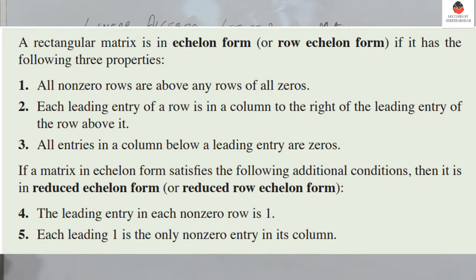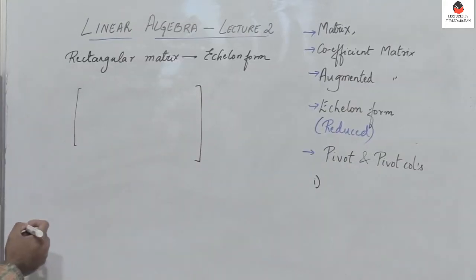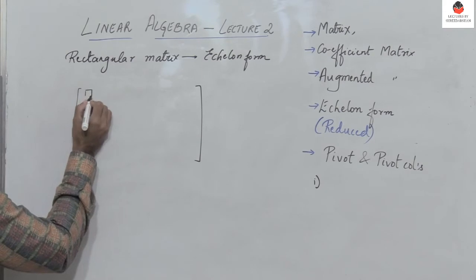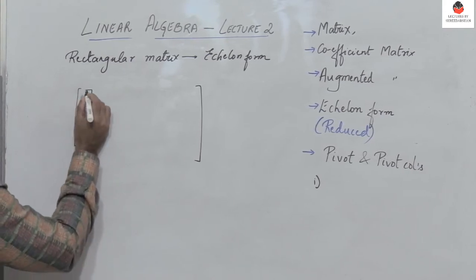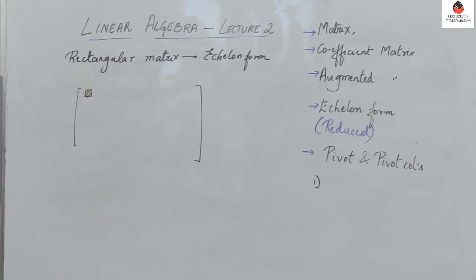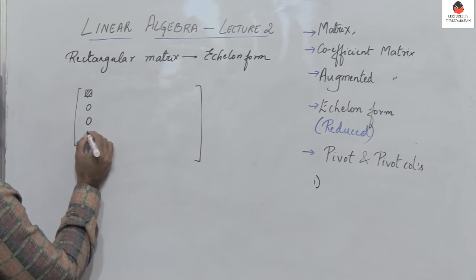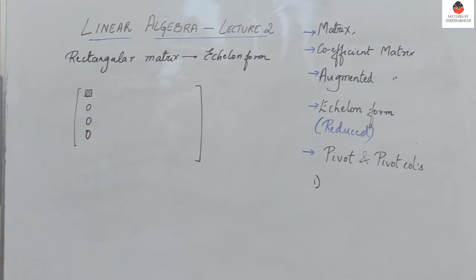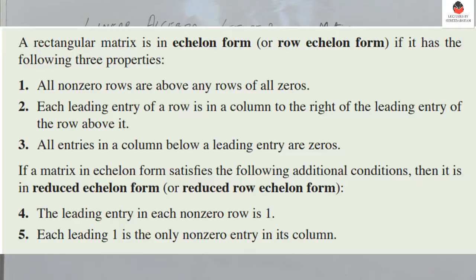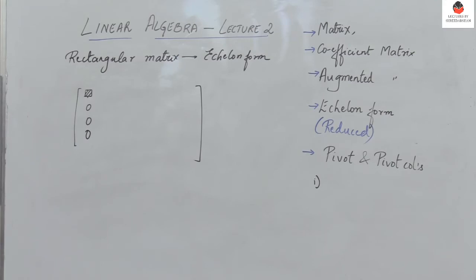Now let us see the representation of the echelon form of a matrix. Now I have the first column. Say this is the leading entry of the first row. Below the leading entry, all the other entries are 0. All entries in a column below a leading entry are zeros. So this is the third point.